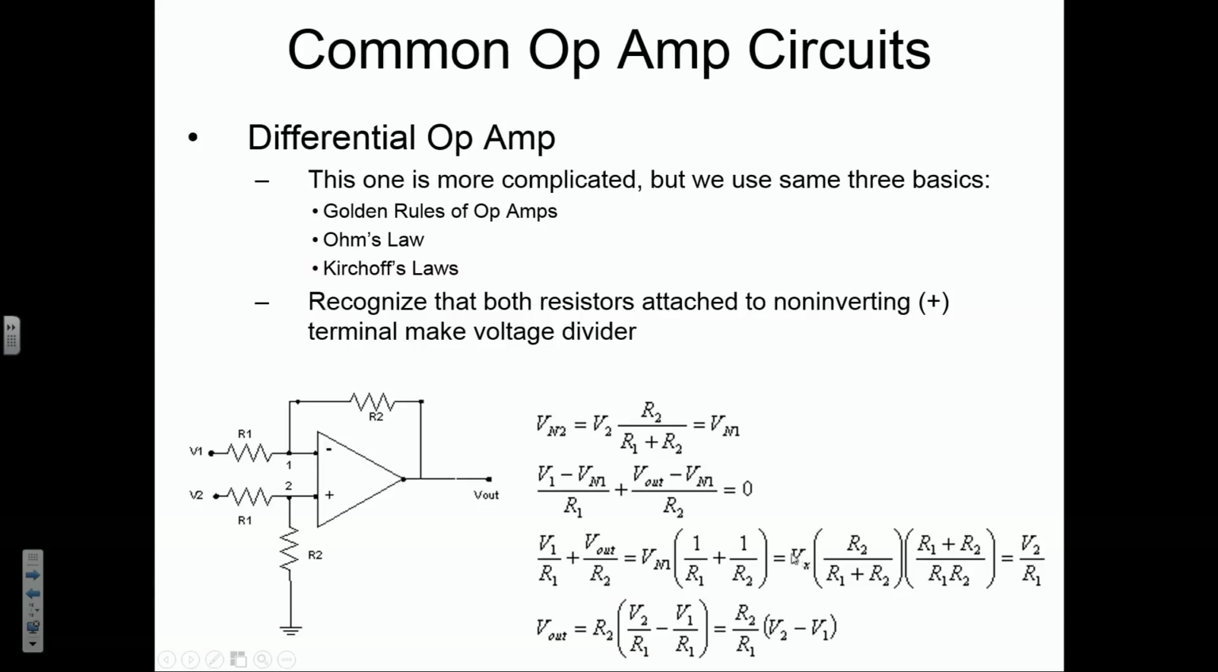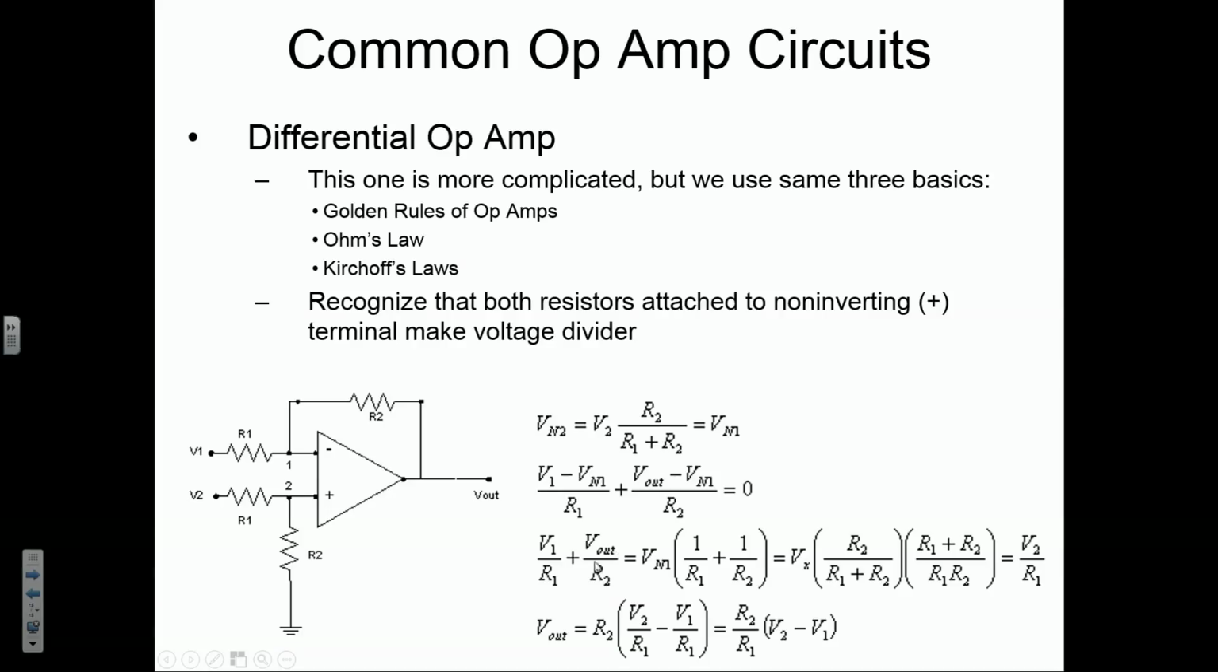That's V2 times R2 over R1 plus R2. We substitute all of that in for the voltage at node 1. And then we reconfigure this term 1 over R1 plus 1 over R2 to be this. This parenthetical term and this parenthetical term are the same, okay? When we work all this through, multiply these together, we end up with V2 over R1, okay? So that says that V1 over R1 plus V out over R2 is equal to V2 over R1.